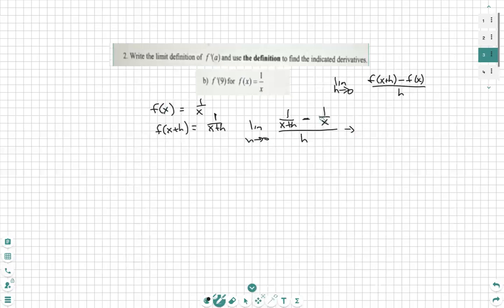So the next thing we're going to do is clean up the top. I'm going to take the numerator separately to the side and clean it up, then plug it back in so I don't have to rewrite the fraction 100 times. Notice that we need a common denominator, x and x plus h. So we're going to multiply each fraction by what the other one is missing. So 1 over x plus h gets multiplied top and bottom by x, and 1 over x gets multiplied top and bottom by x plus h.